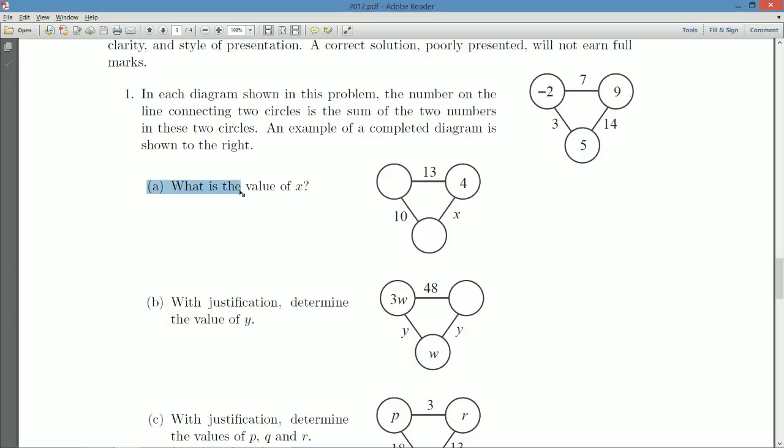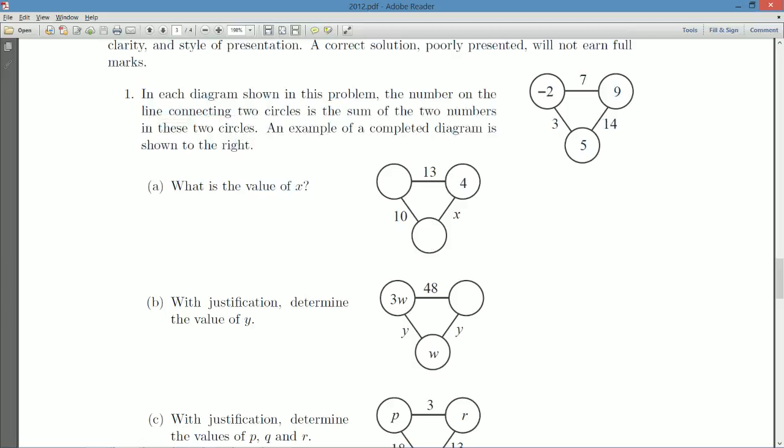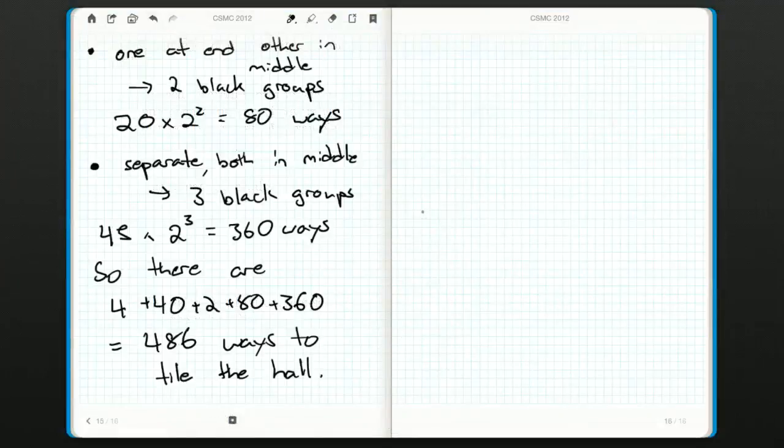Okay, question A, so the actual question part of this. What is the value of x? I assume they're referring to this diagram right here. So x will be the sum of what's in this circle and this circle, so it'll be something plus 4. Now we're given the other 2 numbers, 10 and 13, so 13 means that 13 has got to be 4 plus whatever's in here. So that'll be a 9. And then we should be able to get the number in the bottom circle next. But we need to write out full solutions.